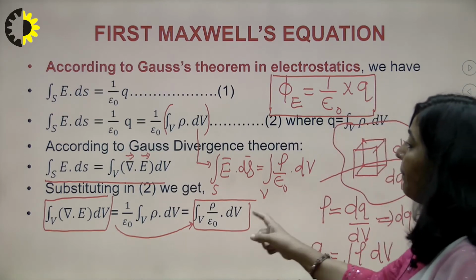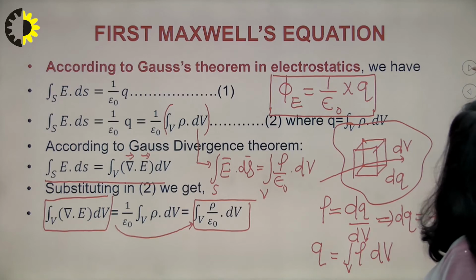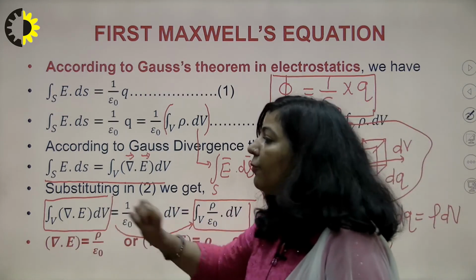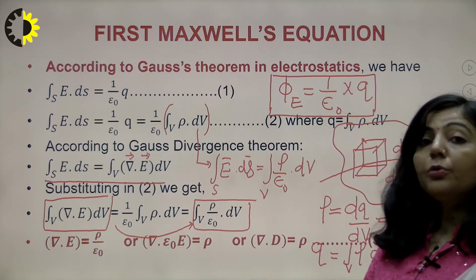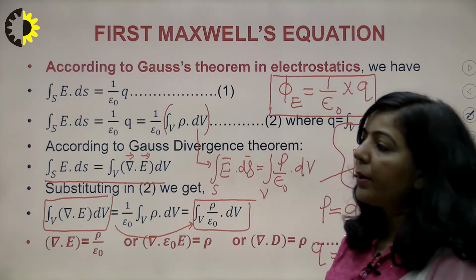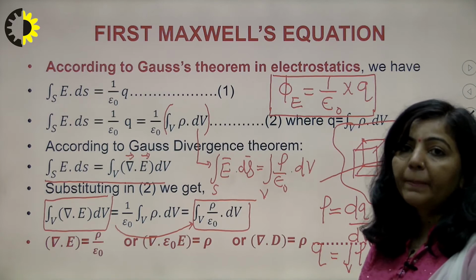So if you compare these two parts of this particular equation, what is the conclusion? The conclusion is divergence of E is rho by epsilon naught. So this divergence of E equals rho by epsilon naught. This is your Maxwell first equation, right?